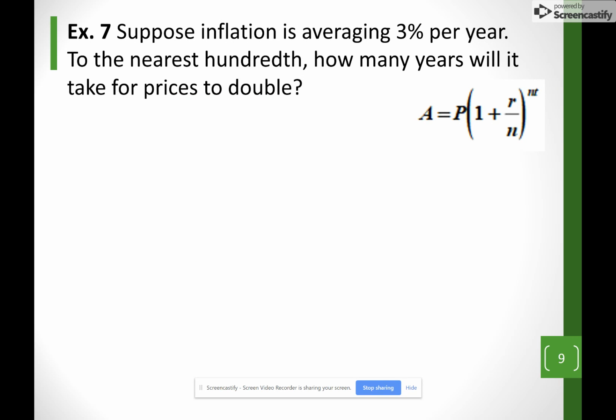Now let's take a look at this. Suppose inflation is averaging 3% per year. So the rate is 0.03. To the nearest year, how many years will it take for prices to double? So let's start with a number. Let's say we start with P, the principal, just to say something. Let's start with $5. Since I want it to double, I want the A to equal 10 because it's going to double.